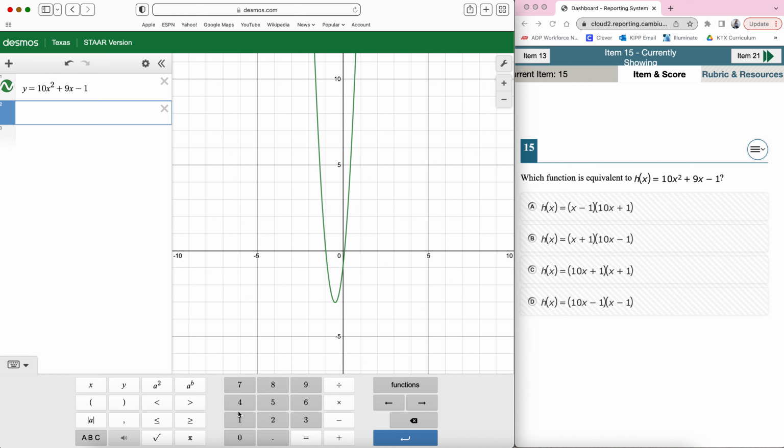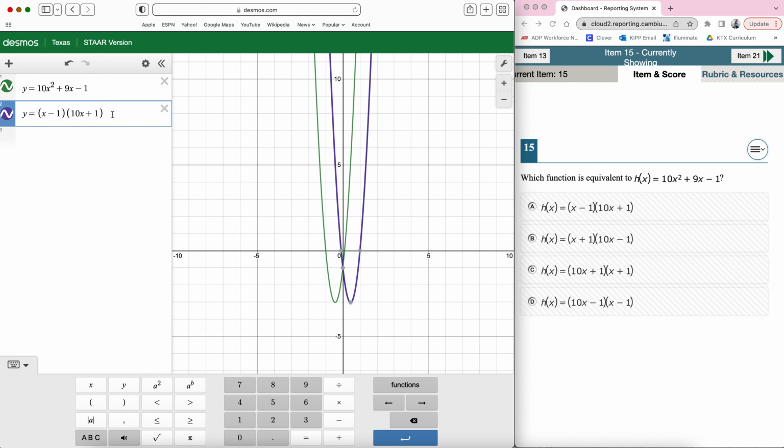So my next answer choice says y equals, and then I have a parentheses, x minus 1, close those parentheses, open a parentheses, 10x plus 1. I'm going to close out those parentheses. So as you can see, these are not matching. If it's equivalent, it's going to fall directly on the green one.